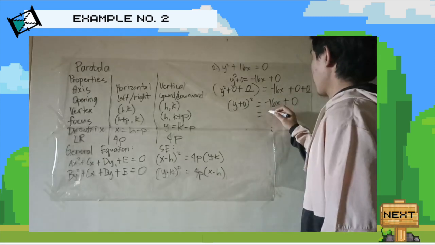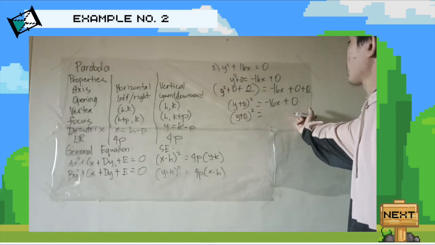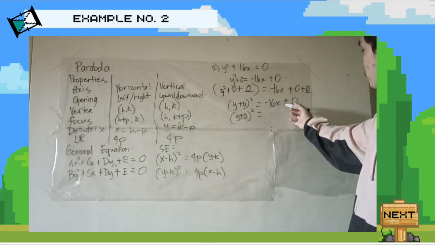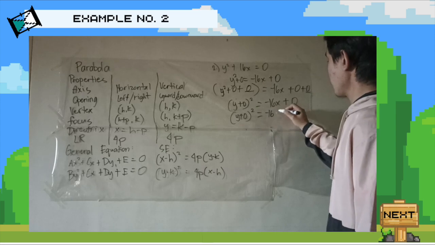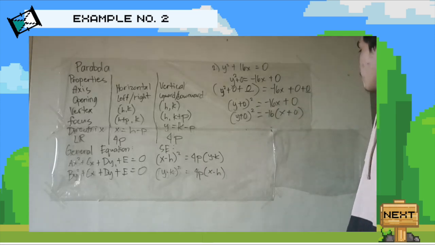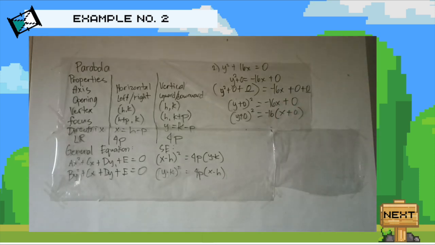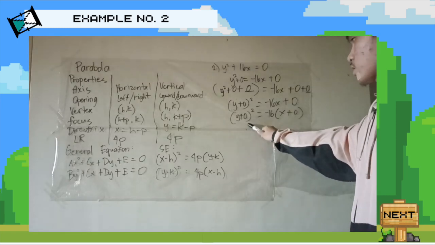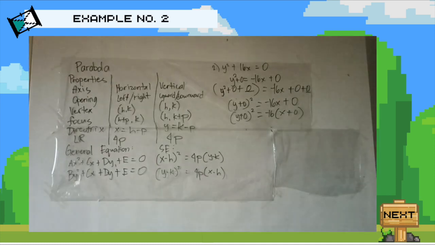So let us rewrite this: y plus 0 squared equals negative 16x plus 0. There is no factor to take out because it is 0, and 0 divided by 16 is 0. So we now have the standard form of this parabola. Let us try to get the properties.